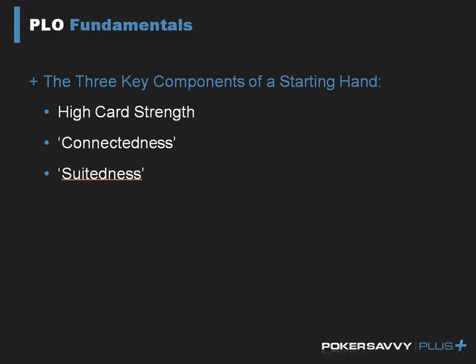A hand like ace, ace, king, king, rainbow is not connected, not suited, but has a lot of high card strength. It's able to make top set 2 different ways, and will flop top set something like just under 25% of the time.